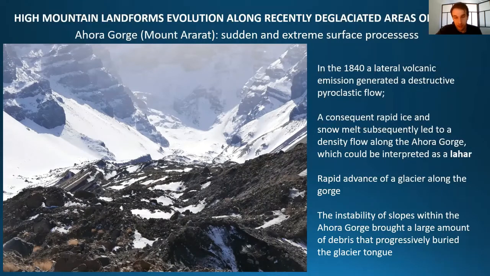In 1840, a lateral volcanic emission generated a destructive pyroclastic flow. This was reported from local people, but also from some geological evidence, and a consequent rapid ice snow melt led to a density flow along this valley, the Aurora Gorge, which we interpret as lahar.